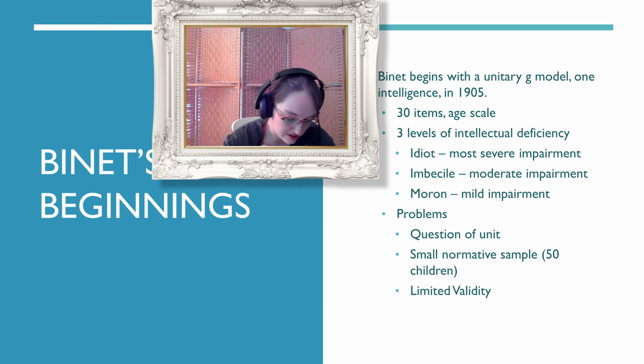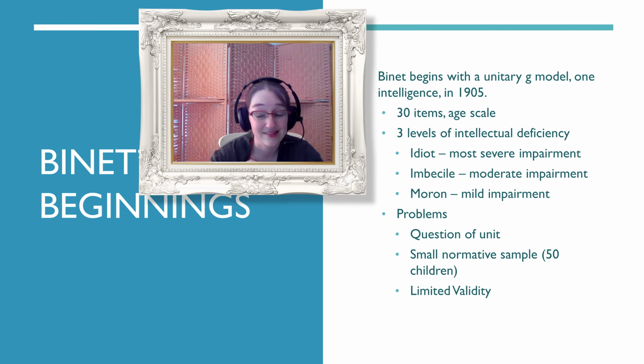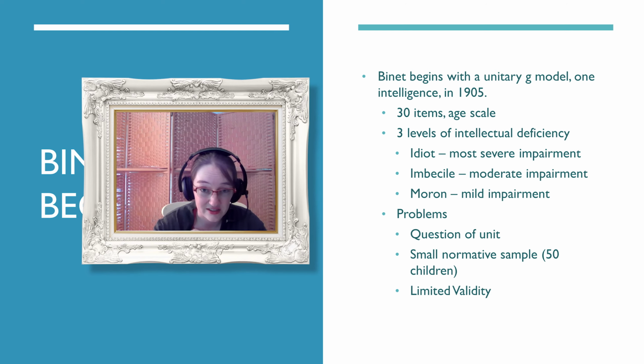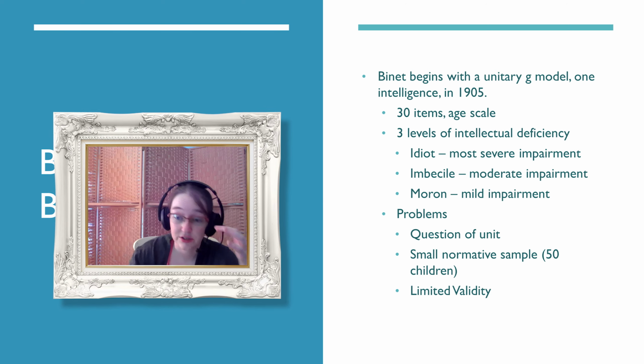In general, there's pretty limited validity, but this is 1905. Given the technology they had and the knowledge they had, 50 wasn't so bad. We would never publish a scale today with this small of a sample just because it's unclear how well of a reference group this is. Also, does it have predictive validity, discriminant validity, you name it? There's lots of questions and lots of issues, but it's a great start.